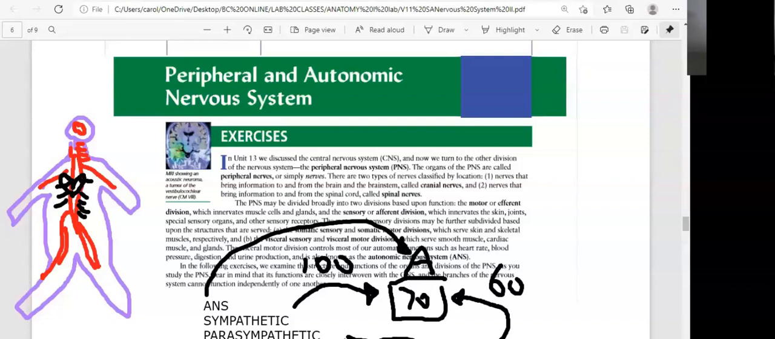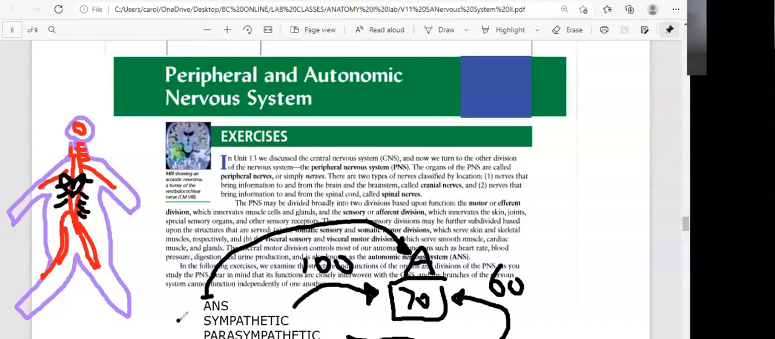So in general, most of the activities that your body is going to perform that are going to be automatic, that's going to be controlled with the autonomic nervous system. So for example, you have blood pressure. Can you go higher or lower? Yes. So therefore, you're going to control that with the autonomic nervous system.